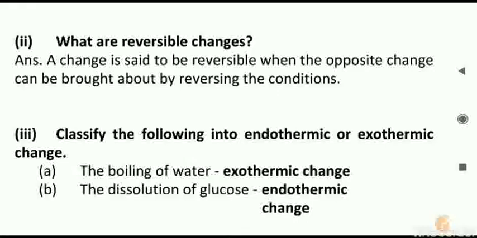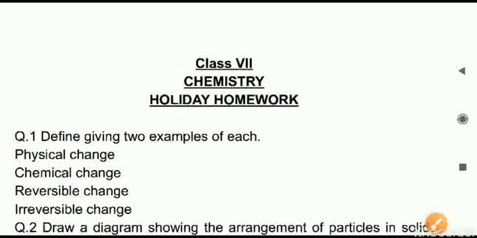Now we shall proceed towards the holiday homework for you. Here is the holiday homework for you. Question number 1, define giving 2 examples of each. You have to write these definitions. First, physical change. Second, chemical change. Third, reversible change. And fourth, irreversible change. All 4 definitions you will write and giving 2 examples of each. For every definition you have to write 2 examples.